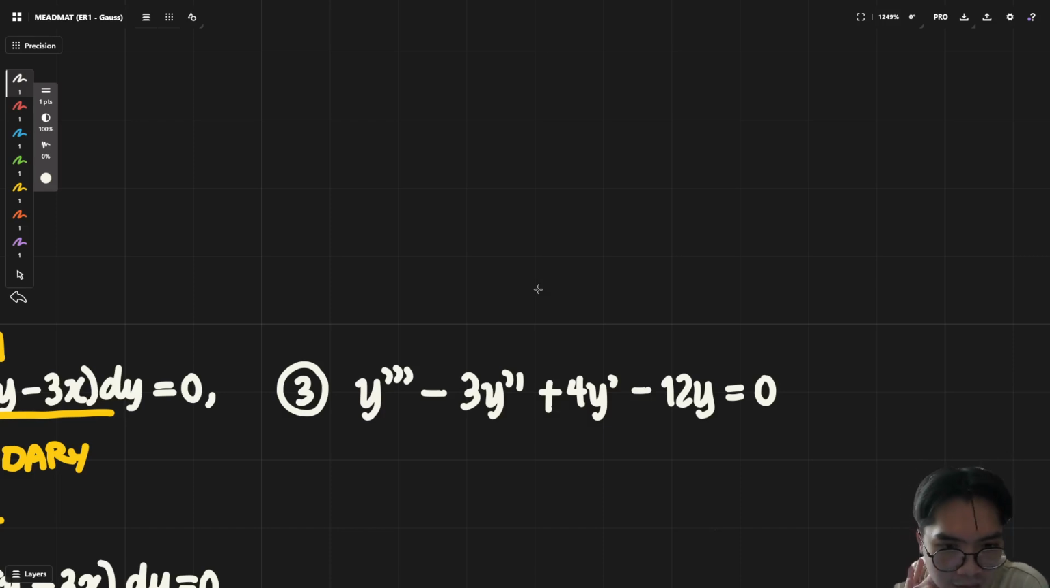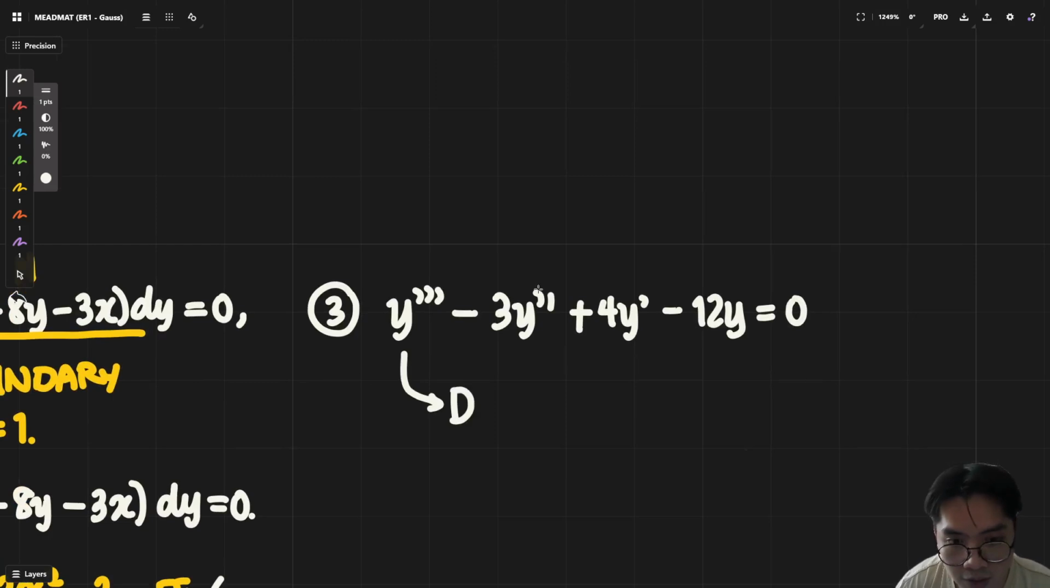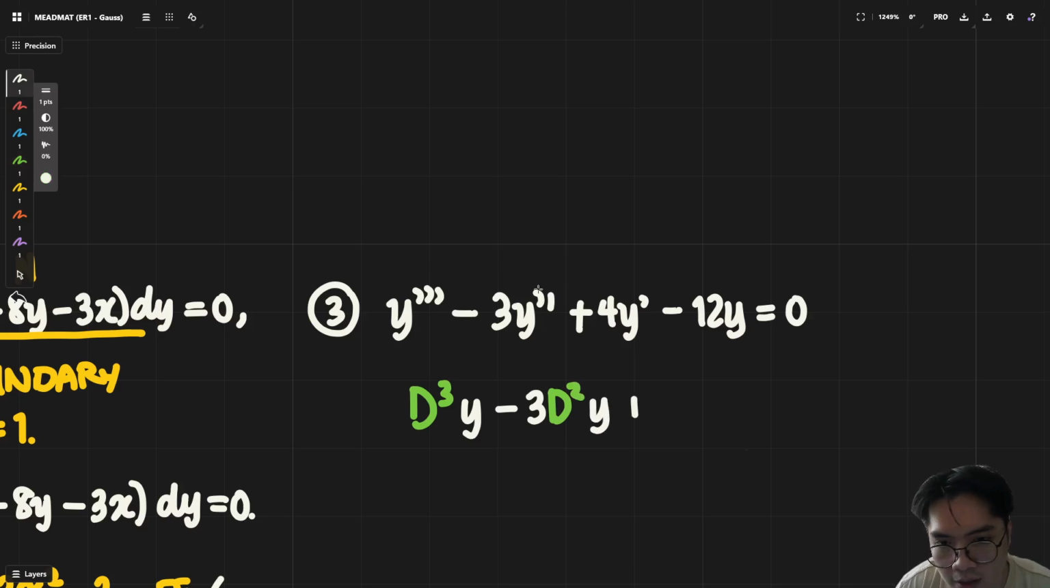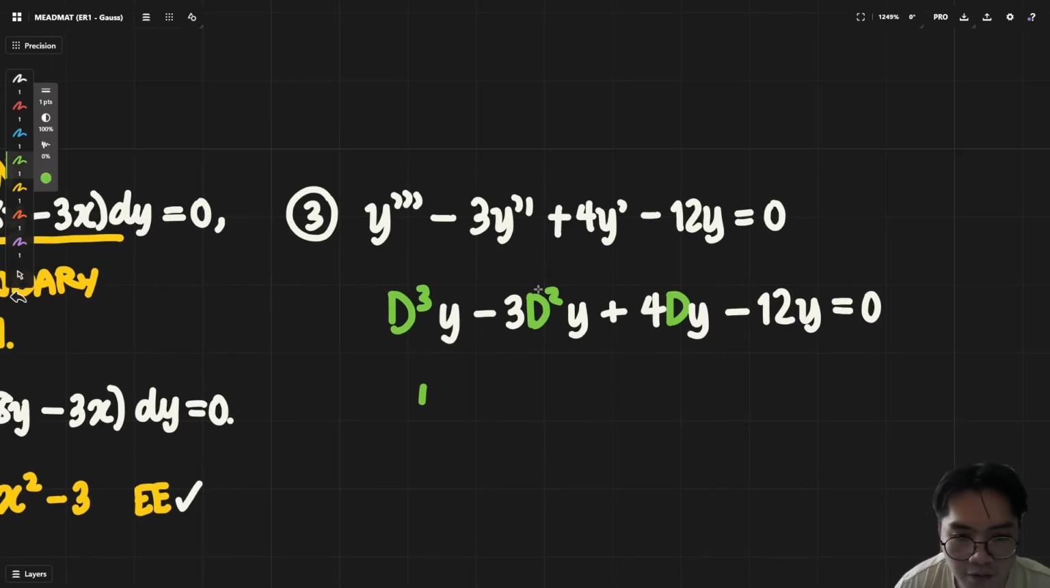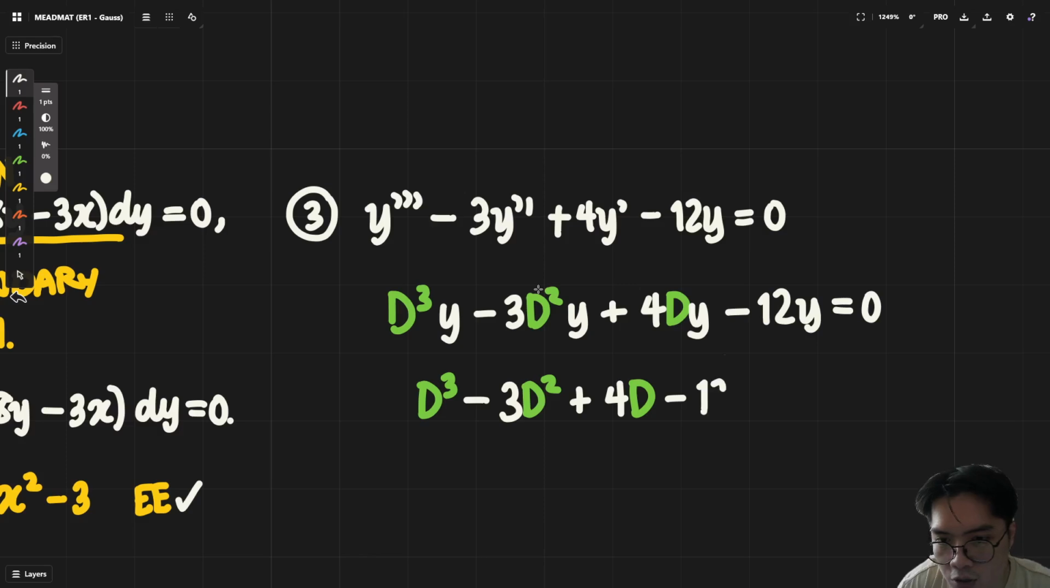And the first thing that you might see is that, wait a second, this is now third order, right? Well, nothing much changes. If we detect the pattern from earlier, how many times you derive is the exponent of your differential operator, because literally this is the derivative of the derivative of the derivative of y. So that will make it d cubed of y minus 3d squared y plus 4dy minus 12y is equal to 0. And again, we can just cancel the y's in our brain, and we are left with d cubed minus 3d squared plus 4d minus 12 is equal to 0.